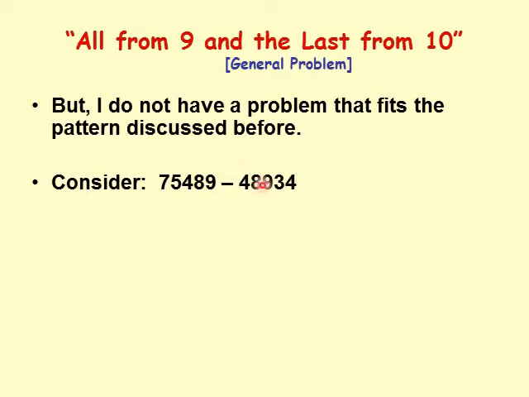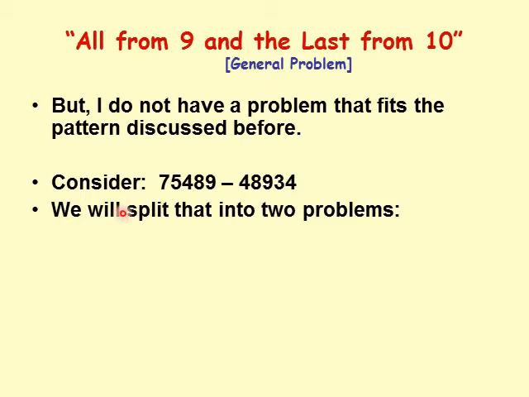75489 minus 48934. The first row does not consist of a non-zero digit followed by all zeros, but instead has a general form, 75489. Let's see what we can do here. We will split that into two problems.